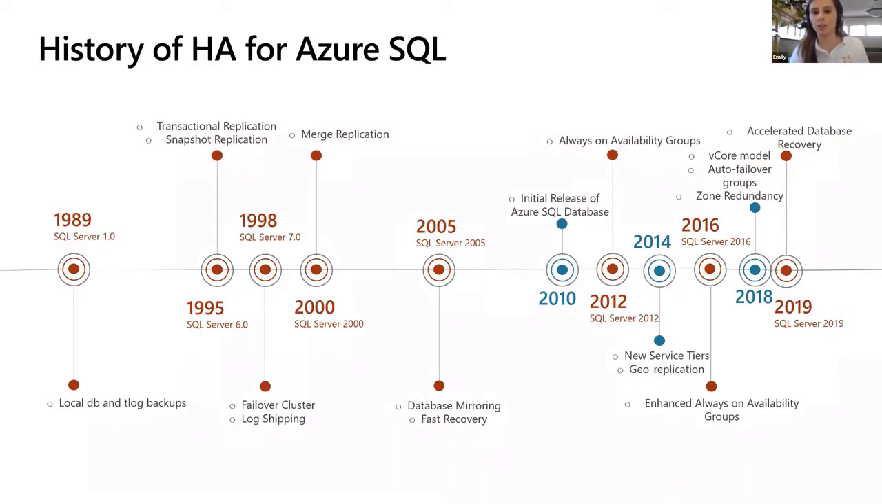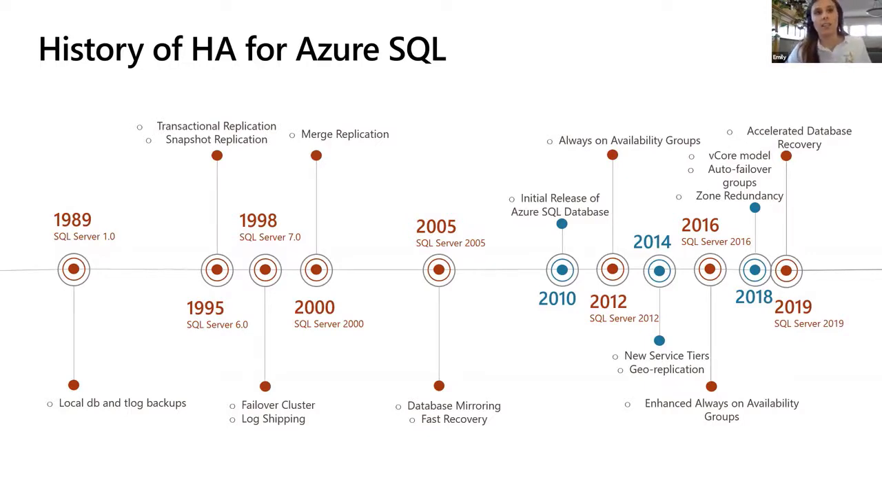Now, the architecture for vCore is very similar to what I just discussed for DTU, where your general purpose tier has the same availability architecture as standard in DTU, and the business critical vCore tier has the same availability architecture as the premium DTU tier that I just discussed.